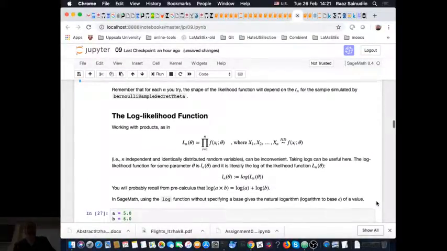Okay. The log likelihood function. This is the next most important idea. Why should I turn off this light? Is it too bright?